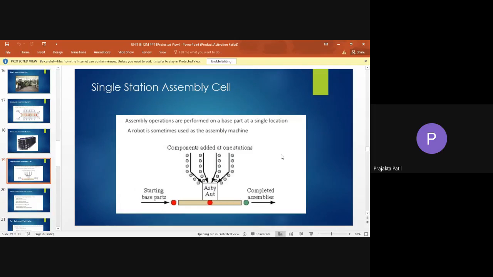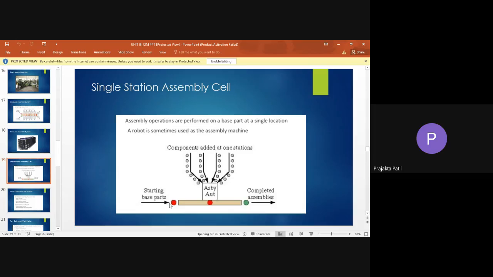Moving on to the last configuration, that is the single station assembly cell. Assembly operations are performed on the base part at a single location. A robot is sometimes used as the assembly machine. So we have the starting base part, you have the assembly station, and you have the completed assembly. In a single station assembly configuration, the assembly operations are performed at a single location. What happens in this system is the base parts are placed at a particular location. It has its entry from one side.